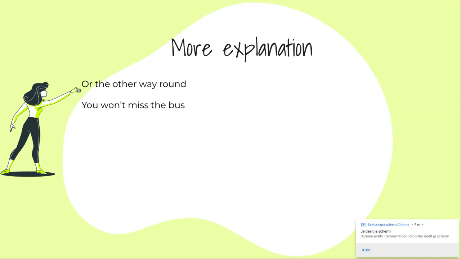Or you can do it the other way around. You won't miss the bus. He won't stay at home. Won't is will plus not. You remember that? If you hurry, you won't miss the bus. So if you hurry, you won't miss the bus.